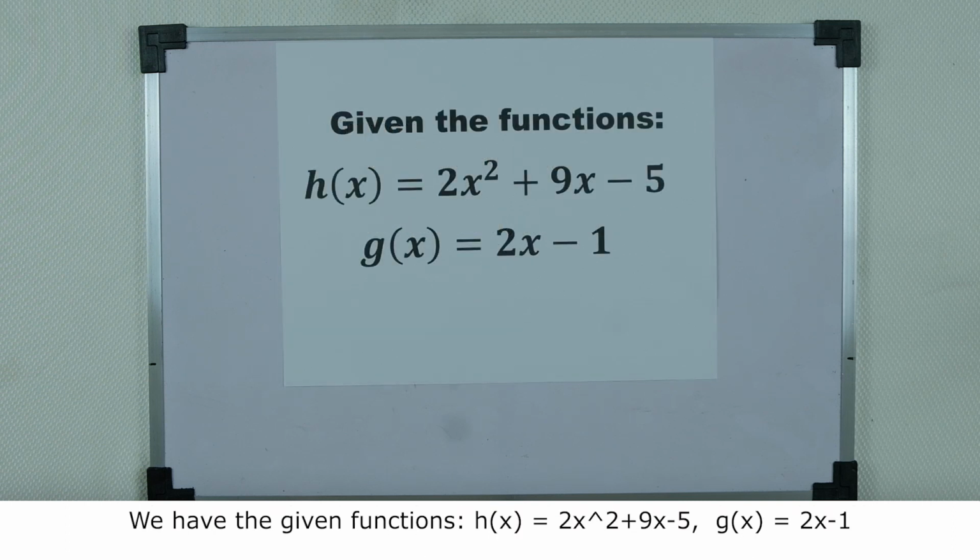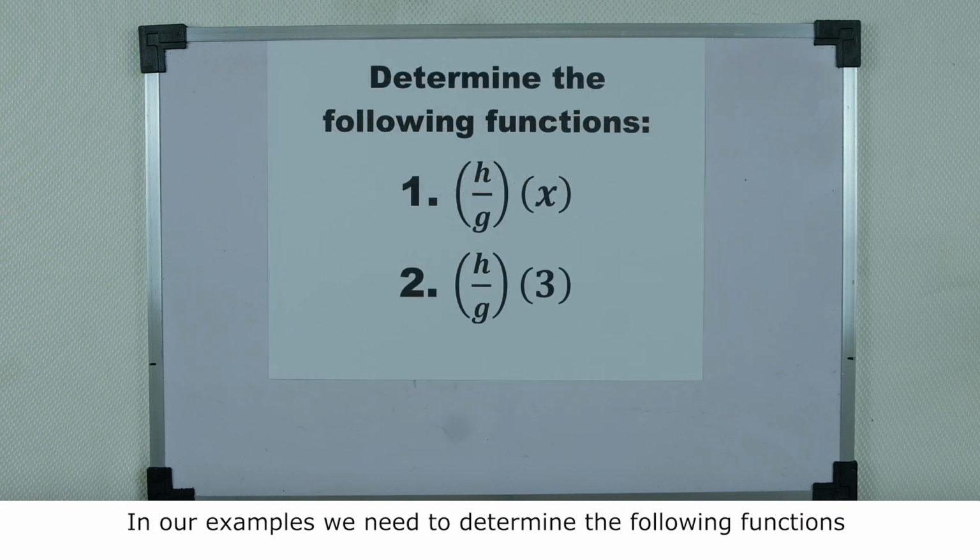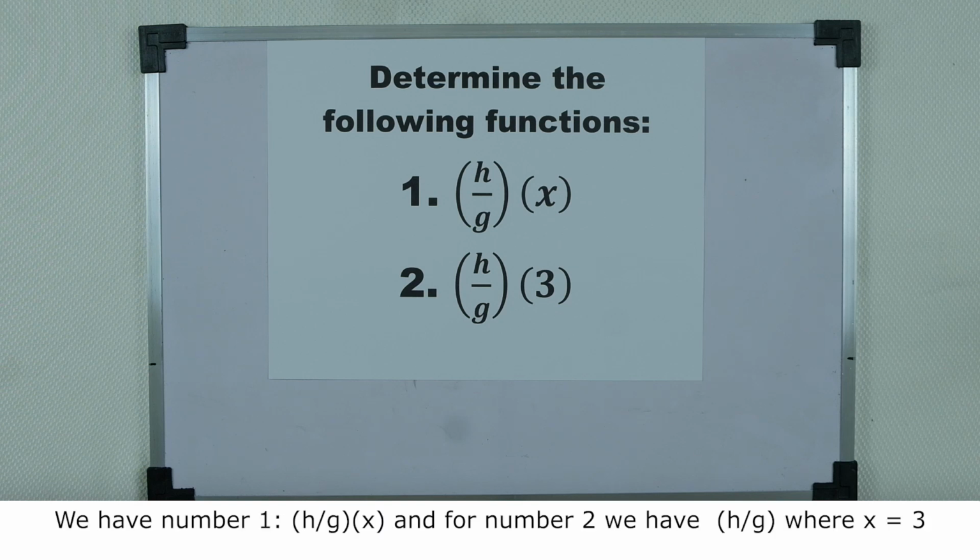We have the given functions. We have h of x, which is equal to 2x squared plus 9x minus 5, and g of x is equal to 2x minus 1. In our examples, we need to determine the following functions. Number 1, we have the quantity of h over g, of x. And for number 2, we have the quantity of h over g, where x is equal to 3.